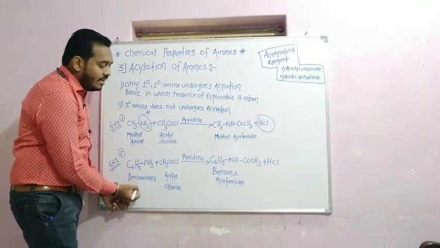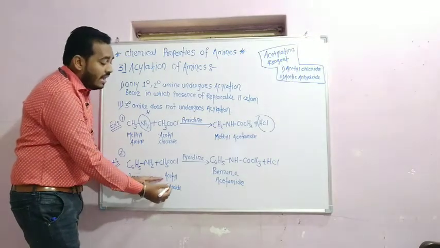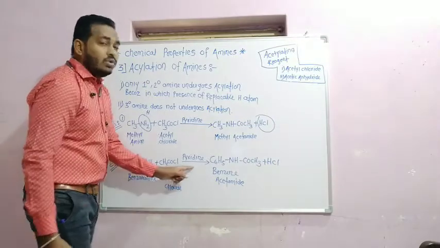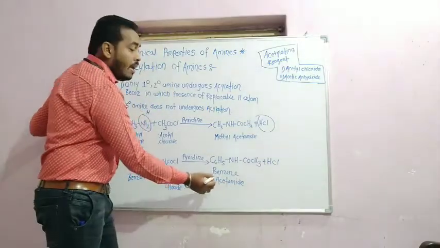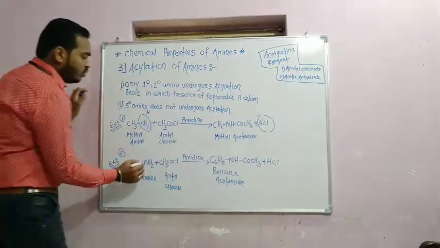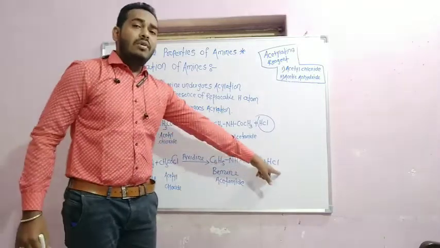When benzenamine undergoes acetylation, that is, it reacts with acetyl chloride in the presence of pyridine, then there is the formation of benzene acetamide. There is the formation of benzene acetamide, and in it the H and Cl are the side product.